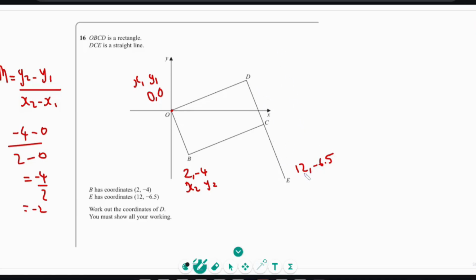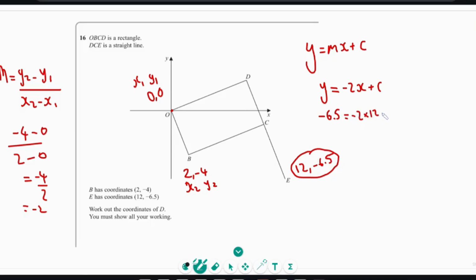We've got a coordinate point here on the line DCE, so we can find the equation of the line. We know the gradient is -2. I can sub in these values. Y is -6.5. X is 12. -2 times 12 is -24. So I just need to add 24 to both sides.